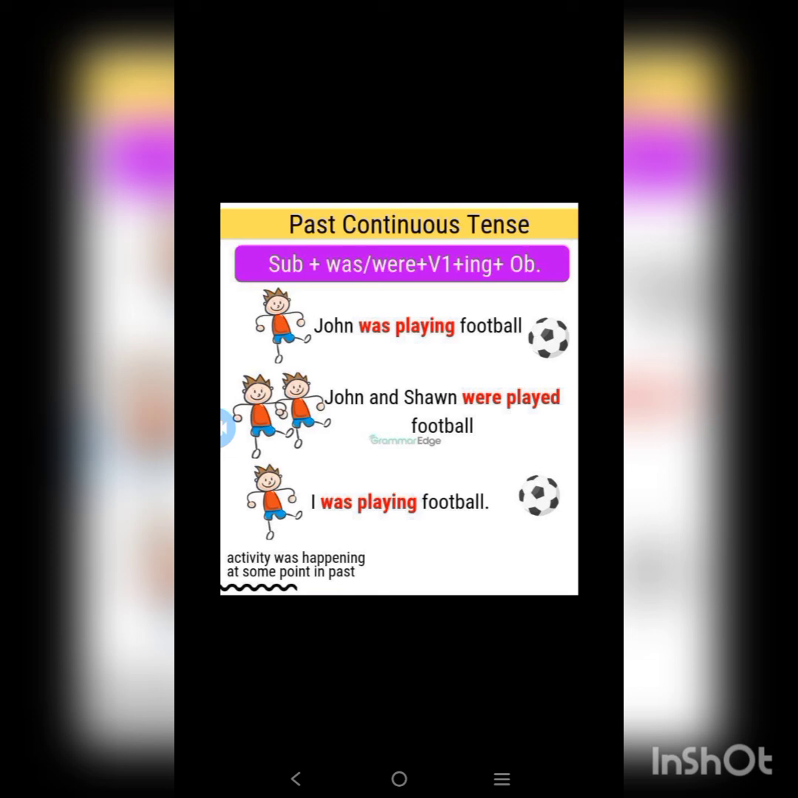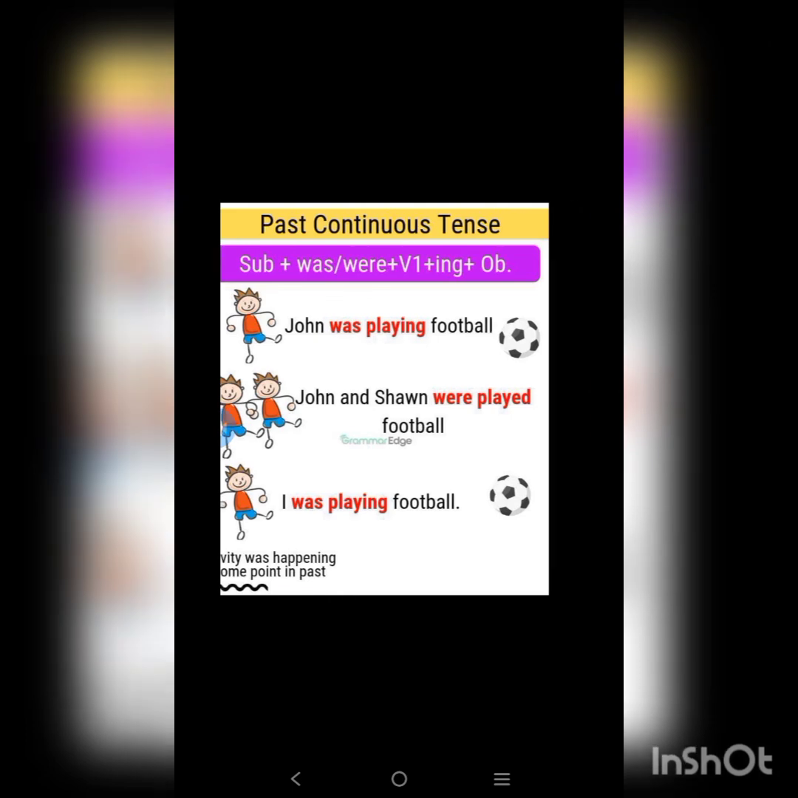So have you understood this past continuous tense? Have you understood the four types of present tense and also the two types of past tense? Okay, I hope you all have understood this.